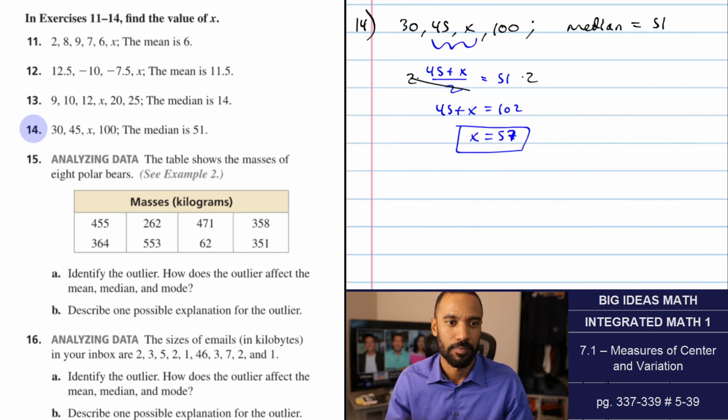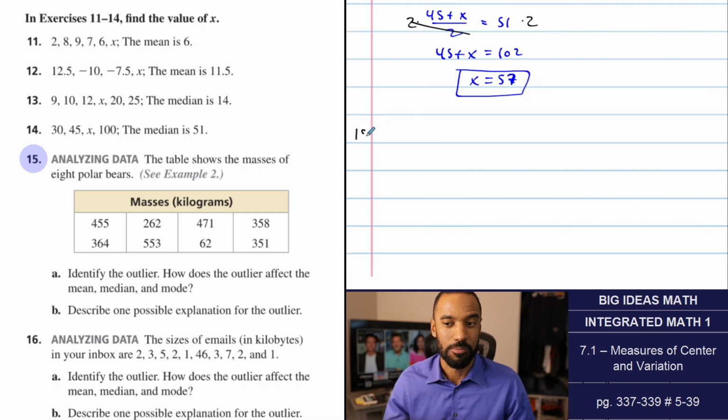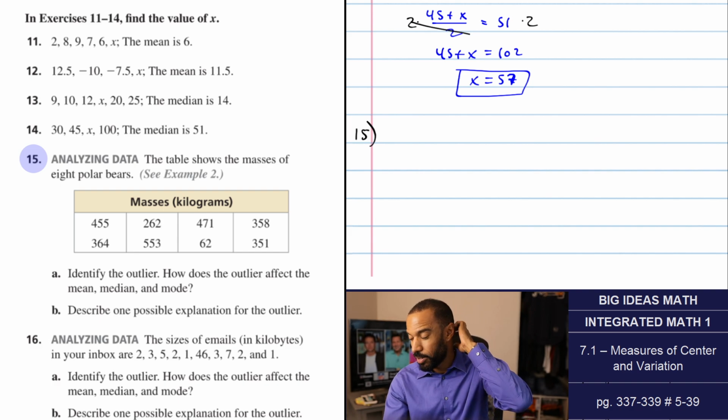We knew that. Number 15, analyzing data. The table shows the masses of 8 polar bears in kilograms. I don't know how kilograms work. Obviously, polar bears are very heavy, but I don't know how much I weigh, for example, in kilograms.